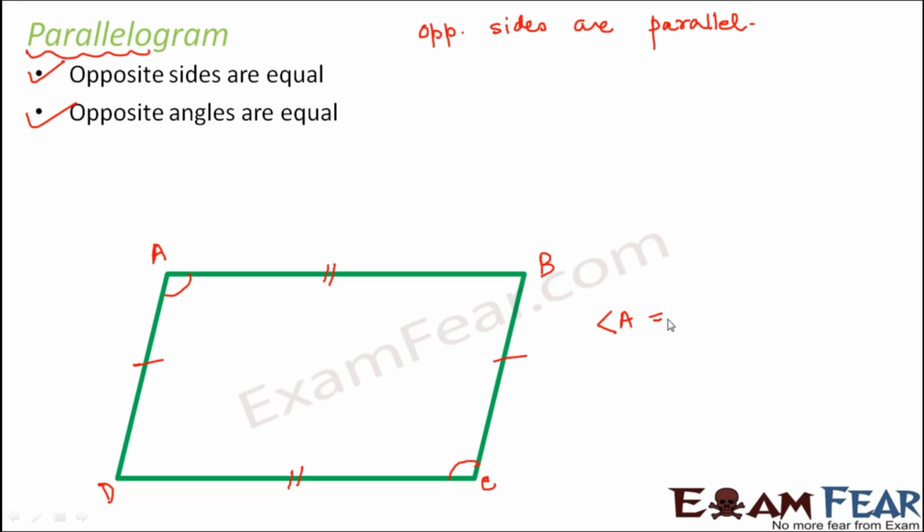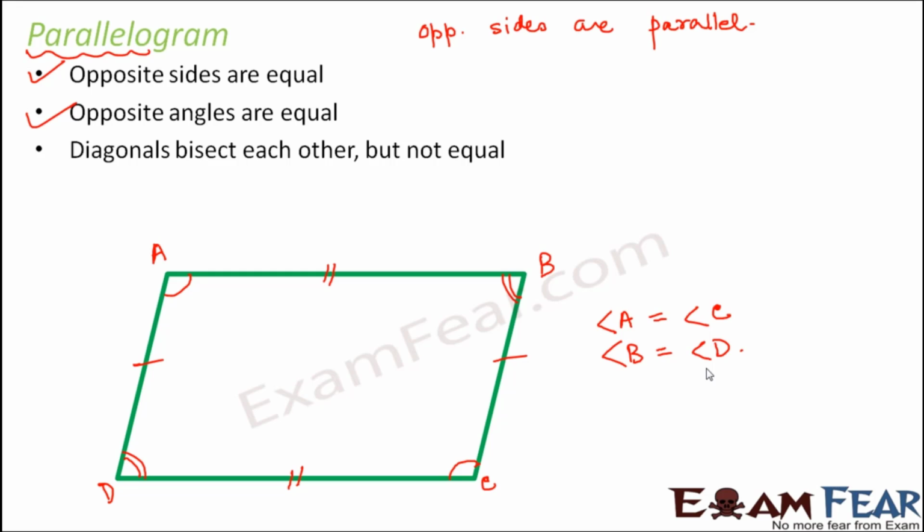That means angle A is equal to angle C. Similarly, angle B is equal to angle D. So that is what we mean when we say opposite angles are equal. Diagonals bisect each other but are not equal.